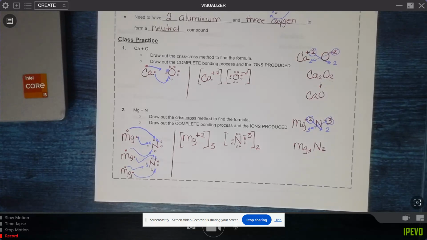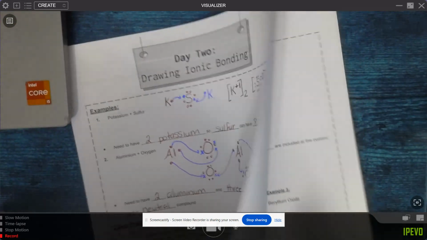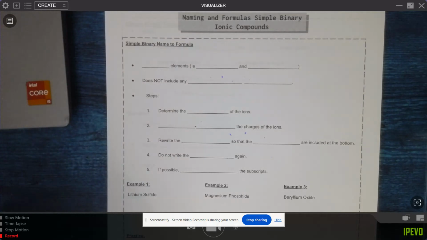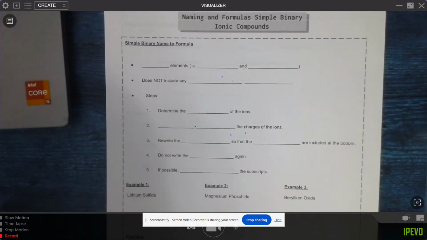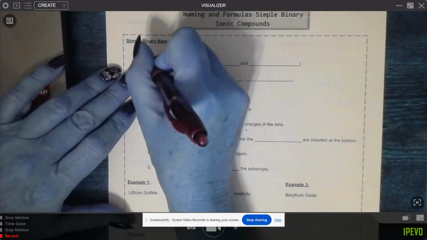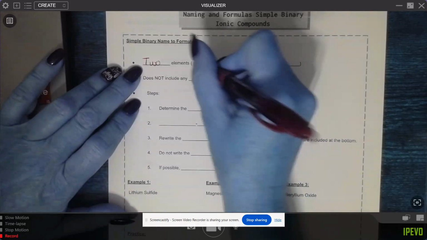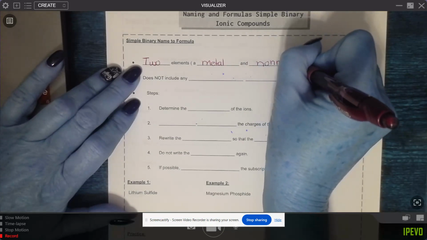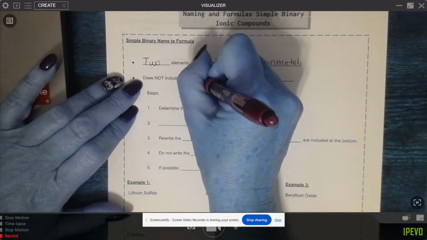Okay. So let's look at our next page. So before we get to some practice, we're going to talk about how we go about writing names for these simple binary compounds. We're going name to formula. Binary compounds always have 2 elements, a metal and a nonmetal. Simple binary compounds are not going to contain transition elements.